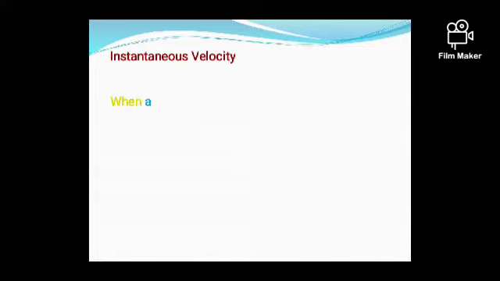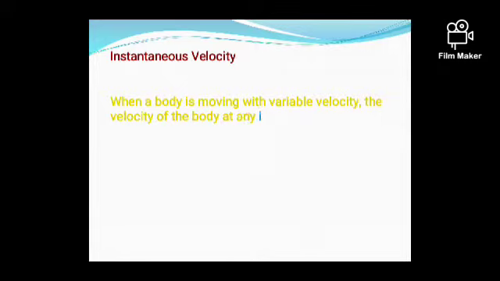Now instantaneous velocity. Here also the same thing. When a body is moving in a given direction at a certain speed, then instantaneous velocity is the velocity of the body at any instant of time. When a body is moving with variable velocity, the velocity of the body at any instant of time is what we call instantaneous velocity. Is it clear about instantaneous speed and instantaneous velocity?